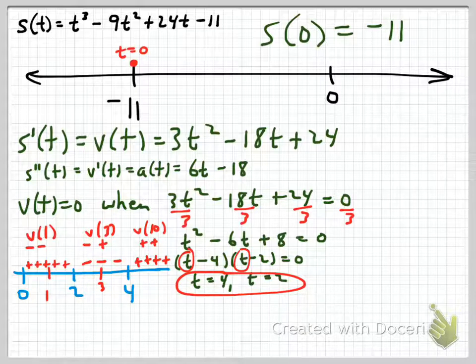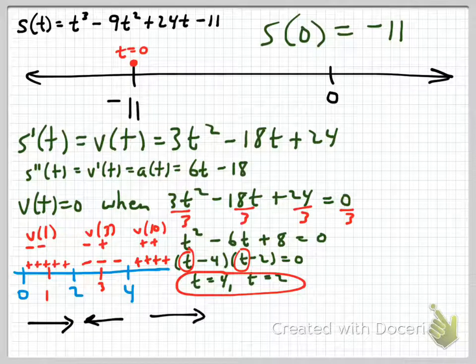So we can do a quick analysis here that tells us that the particle is moving to the right from t equals 0 to t equals 2, then moving to the left from 2 to 4, and then moving back to the right forever after t equals 4. Okay, so we know the right and left hand motion of this particular object, and then we have to figure out when it is speeding up and slowing down.